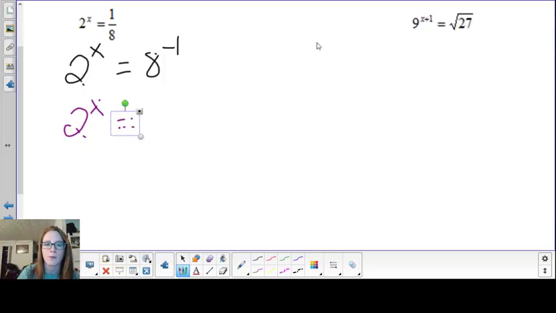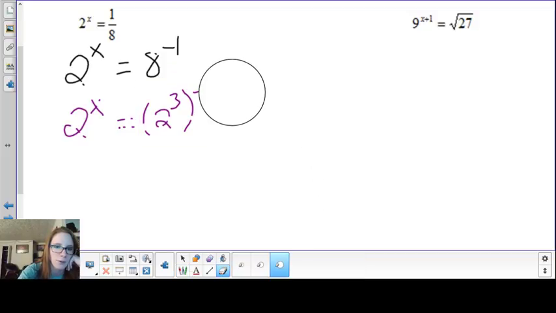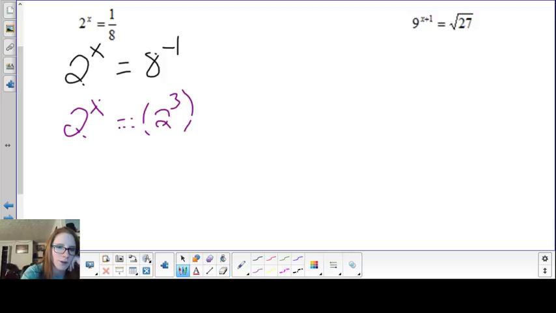So I'm going to leave my 2 to the x the same. That's going to be equal to 2 to the third, to the negative 1. Because we still have that original negative exponent that we used when we brought it up from the denominator. I'm trying to make it look like a negative 1. So all I did was replace the 8, because 8 is 2 times 2 times 2.